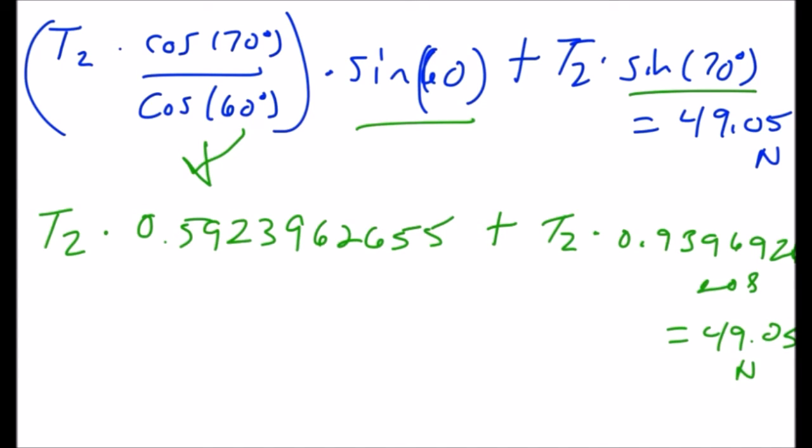Okay, now let's combine like terms. So if I want, I could factor these numbers out and add them together, or factor the T2s out and add the numbers together. So that's ultimately what's going to happen. I need you to take this number right here, and I want you to add it to this number right here. Okay.